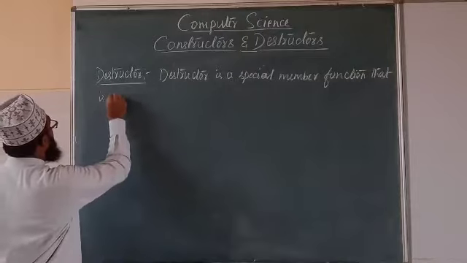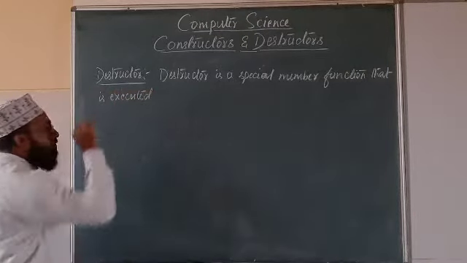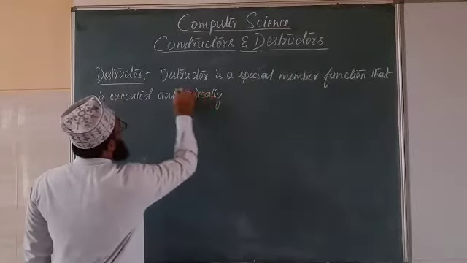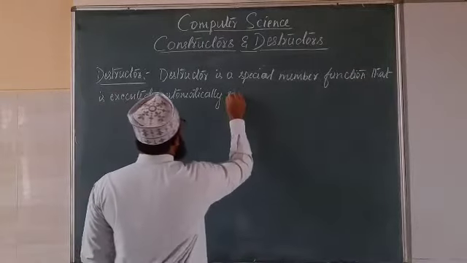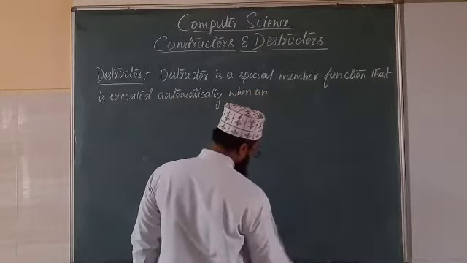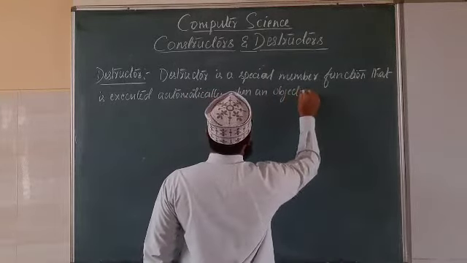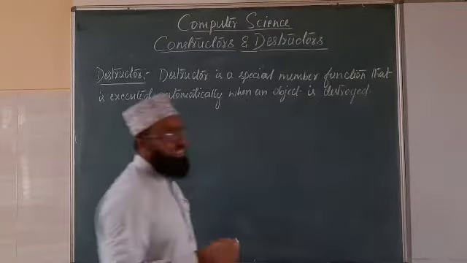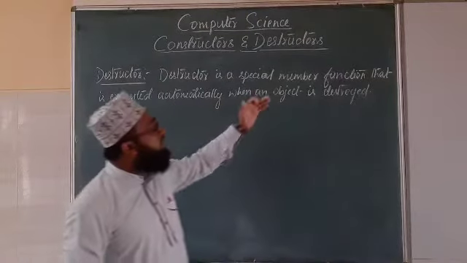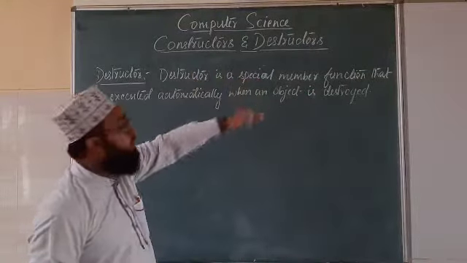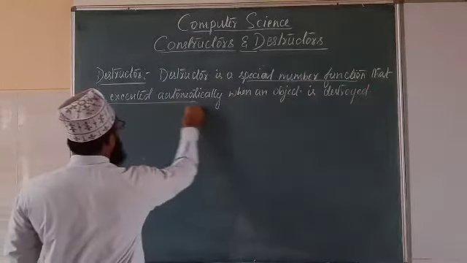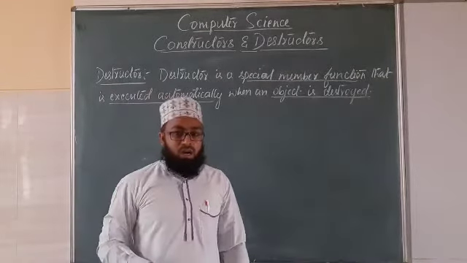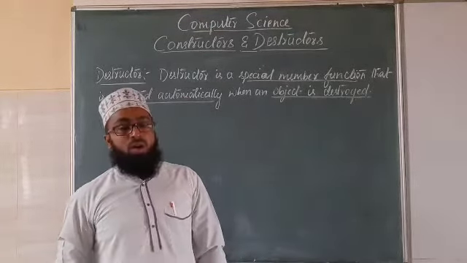That is executed, or this can be called as invoked, automatically, but when an object is destroyed. Constructor is a special member function. It is invoked automatically when an object is created. But destructor is also a special member function. It is invoked automatically, or executed automatically, when an object is destroyed. If an object is destroyed, at that time the destructor will be called automatically.